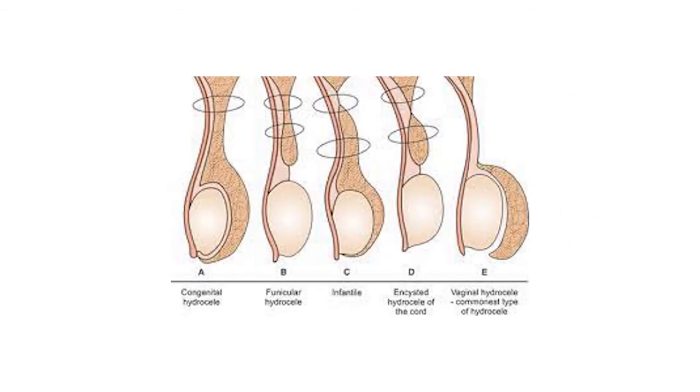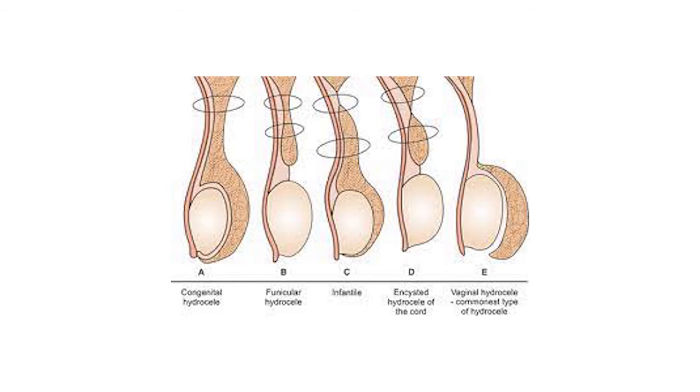Dear students, here is a clear-cut image showing all types of the hydrocele. First, image A shows the congenital hydrocele, which is connected with the peritoneum, and the fluid is collected in the tunica vaginalis. Second is the funicular hydrocele. The hydrocele sac up to the epididymis is clearly seen, and third is the infantile. There is an obstruction, occlusion of the sac. That's why there is a collection in the tunica vaginalis.